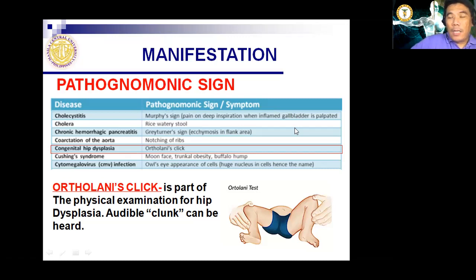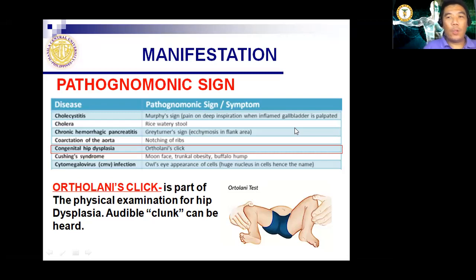When you palpate the right side where the inflamed gallbladder is located, then you will do deep inspiration. Okay, there is pain, that is Murphy sign. Again, you will palpate the right side, the inflamed gallbladder, then deep breath inspiration, then there is pain, that is Murphy sign. Okay? So, can you still remember it?